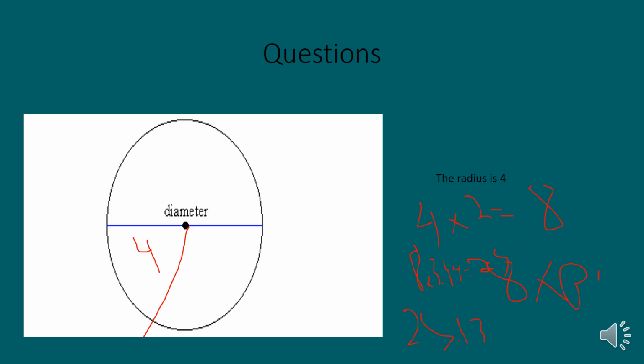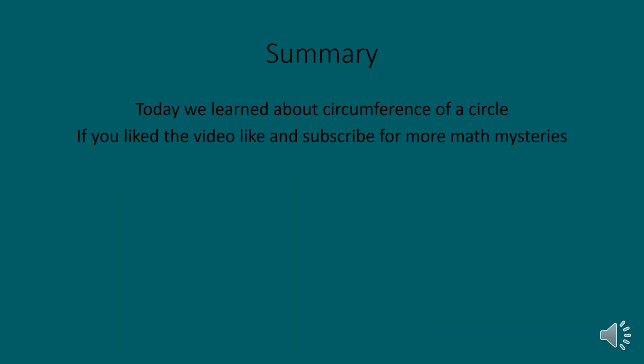So let's do a summary. Today we learned about circumference of a circle. We learned about what a circumference is, which just means the total distance around a shape, around the circle. And we also learned about how to do circumference. If it's a diameter, then you multiply the diameter by pi. And if you know the radius, you just do radius times 2 times pi. We did a question. I showed you guys an example. And now we're on the summary.